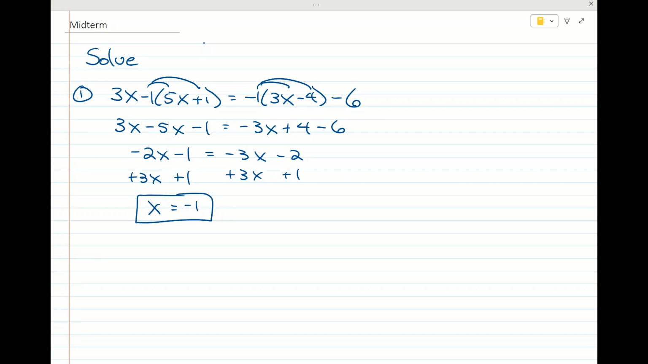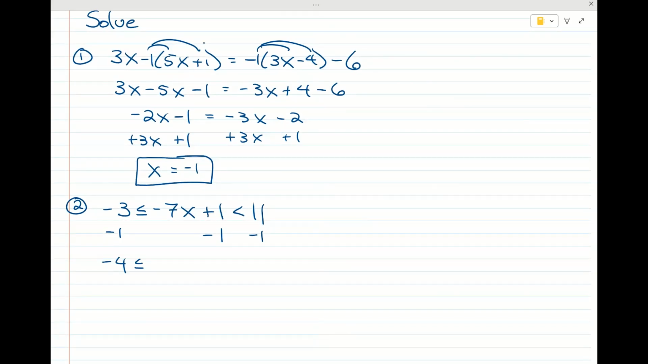Next problem we'll solve is a compound inequality, so negative 3 is less than or equal to negative 7x plus 1, which is less than 11. Now, when we're solving a compound inequality, we want to make sure we do the same operation on both sides. So first, let's subtract the 1 from both sides, and we get negative 4 is less than or equal to negative 7x, which is less than 10.